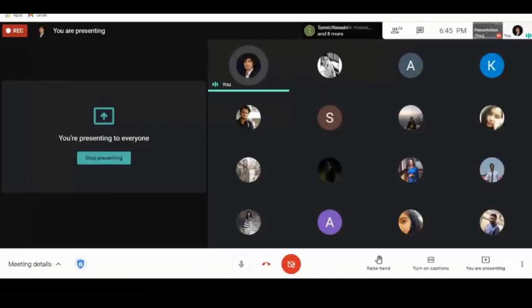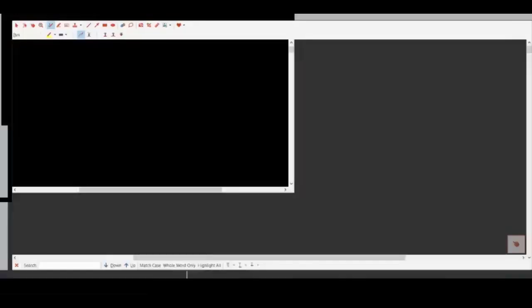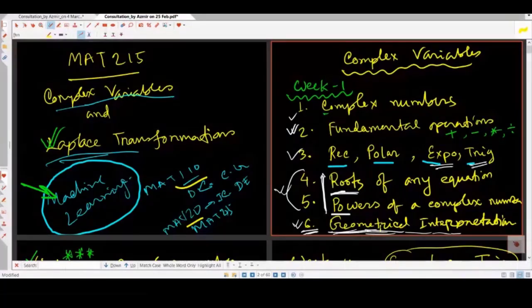So this is actually the continuation of the previous session. In the previous session, I mentioned the contents that are in week 1. Today we will discuss how to find roots and how to find powers of a complex number. Then you will see some problems defined with inequalities or equalities. In that case, how can we find the set of points, or how can we describe the regions? That is the important one.